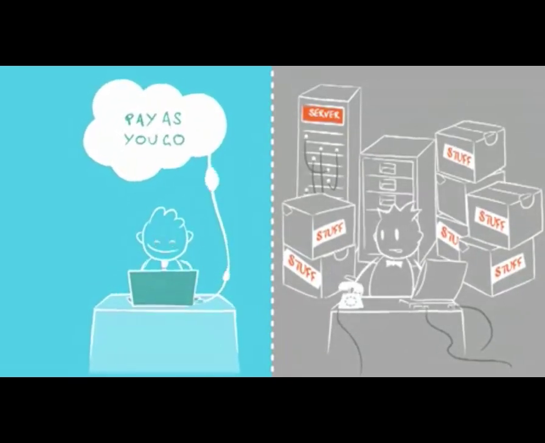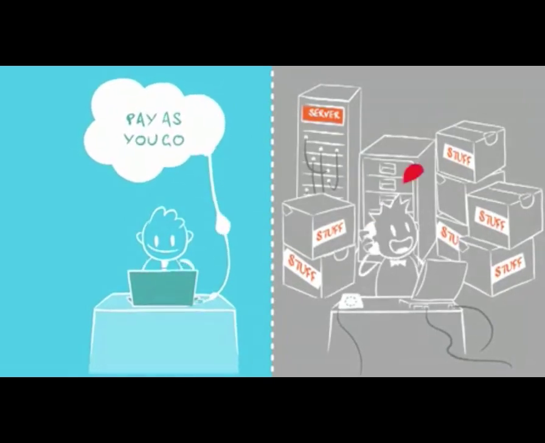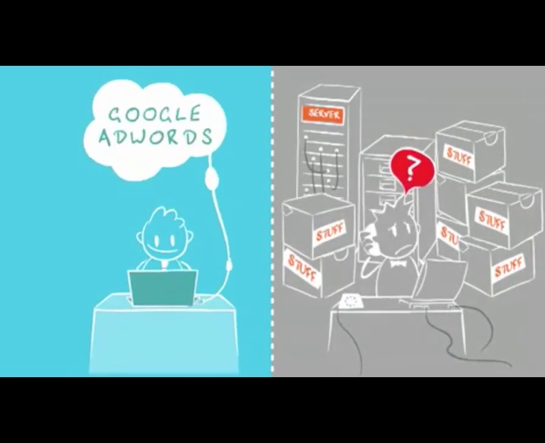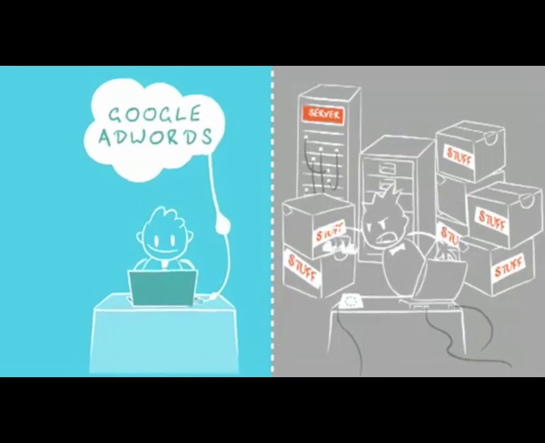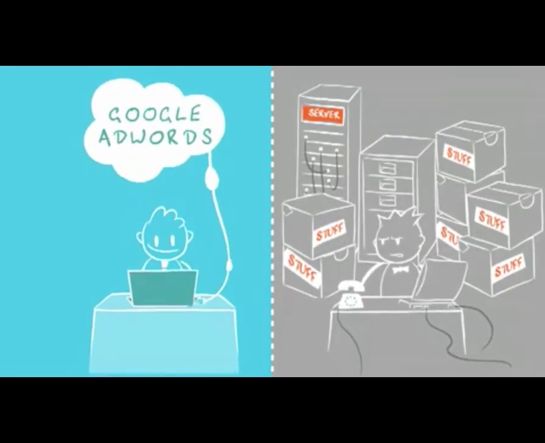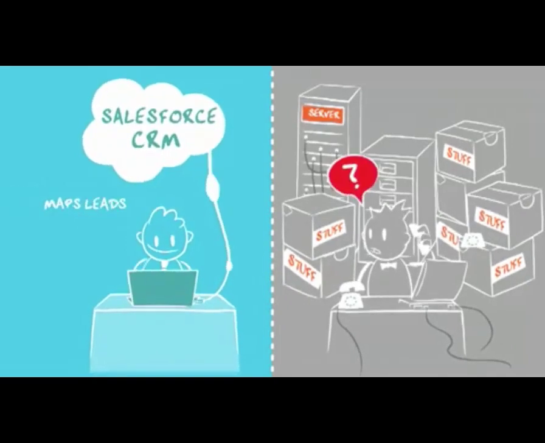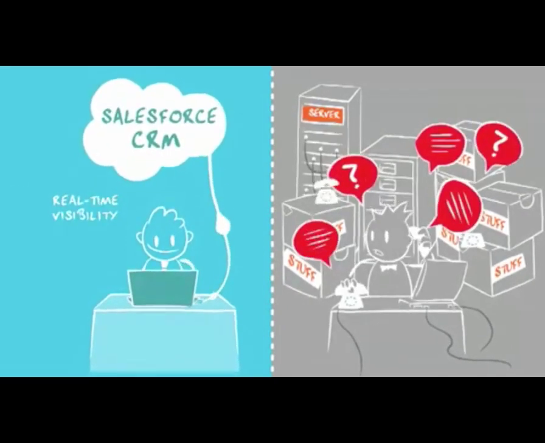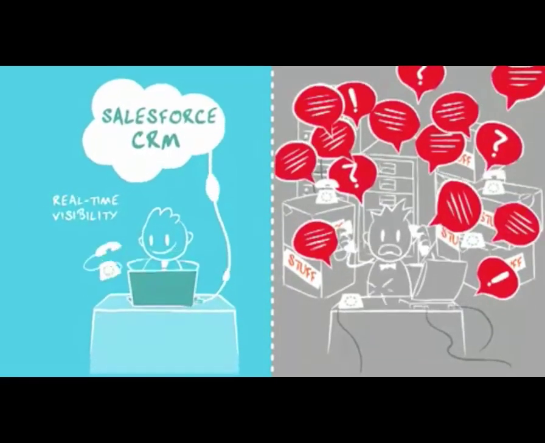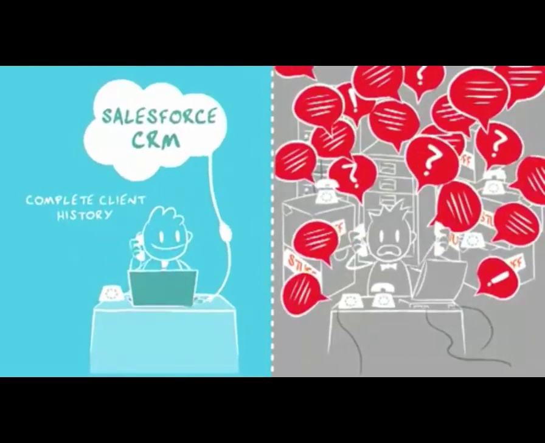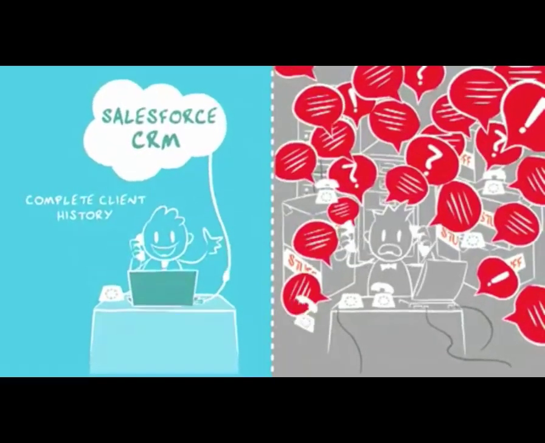Let's take it from the top. Say you need to generate new leads. Salesforce CRM integrates with Google AdWords and your company's website to pull in all the data you need. It tracks conversations and emails about your product. It maps leads, provides real-time visibility through dashboards, and shows a complete history of all your accounts and contacts, right on the screen in front of you.